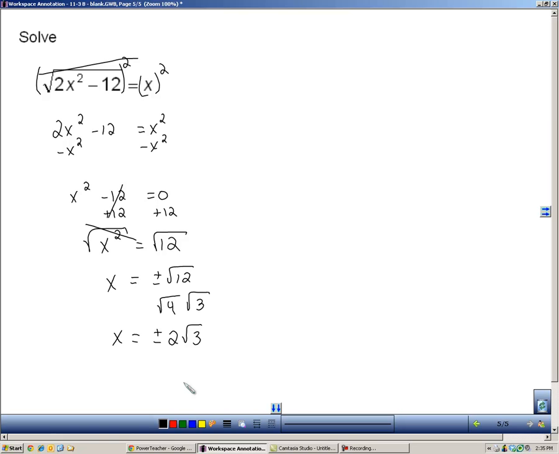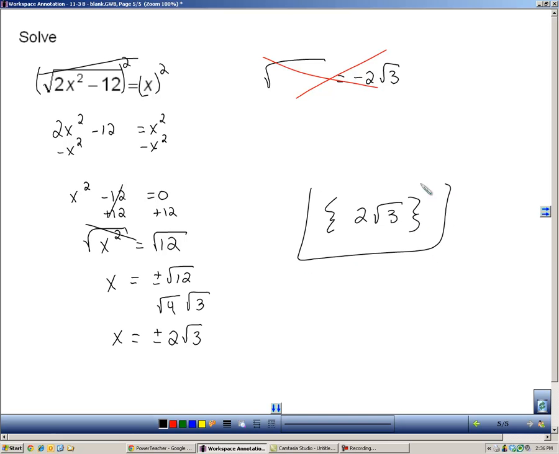Well, as I talked about in the last slide, if it ever equals negative 2 times root 3, no matter what the square root is, you can't have that. So you know that the negative version is not going to work here. So in this case, the solution then is going to be 2 root 3, because the negative just won't work.